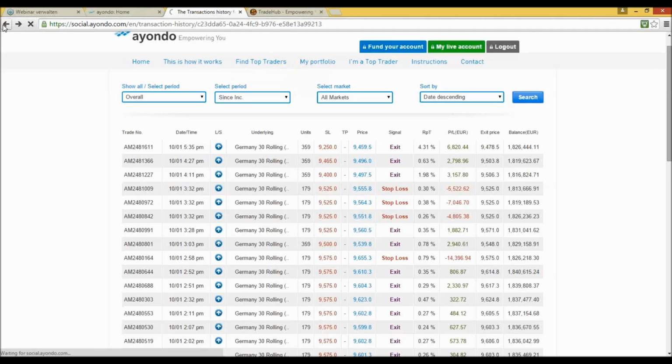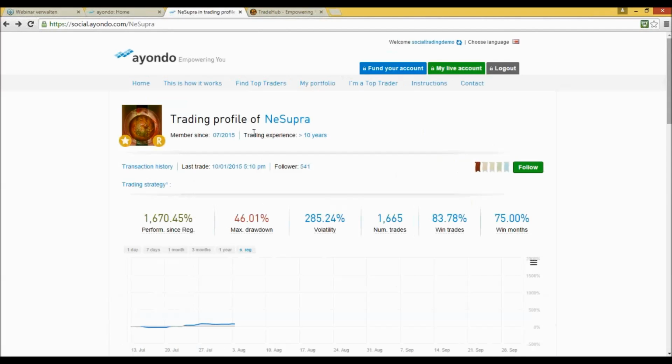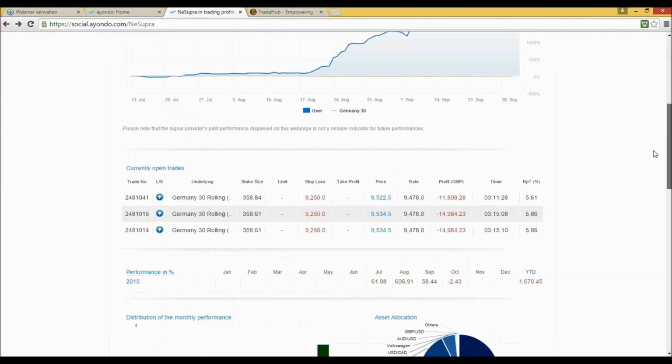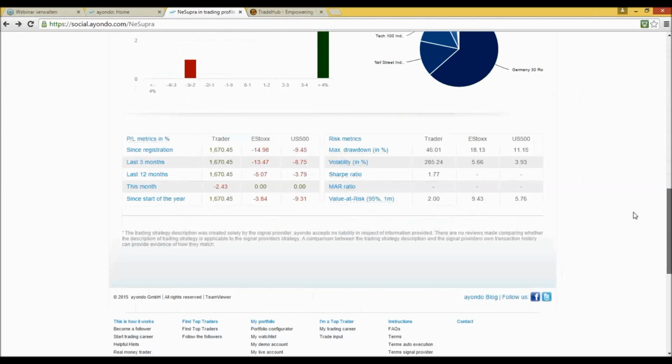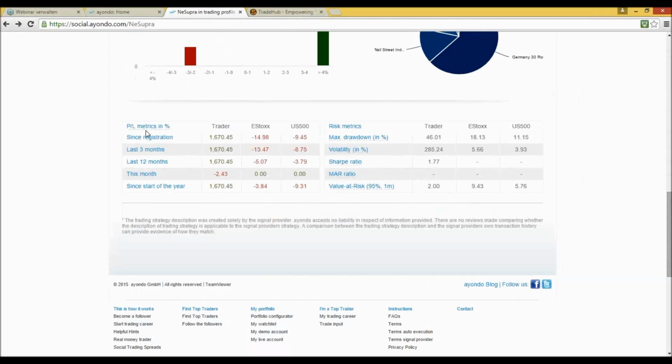So what we're going to do, we'll go back to the trading profile of Any Supra. Let's have a look at a few more metrics maybe. And we can see here at the bottom, we can see his P&L metrics first of all. So since registration, we have a little comparison between the Euro Stoxx and the US 500. So we can see both of those indices during the time frame that we're looking at have actually fallen significantly, whereas the trader Any Supra has increased. This month he's not performing so well. I mean, it is only the 1st of October, so let's see how it pans out over the course of the month.